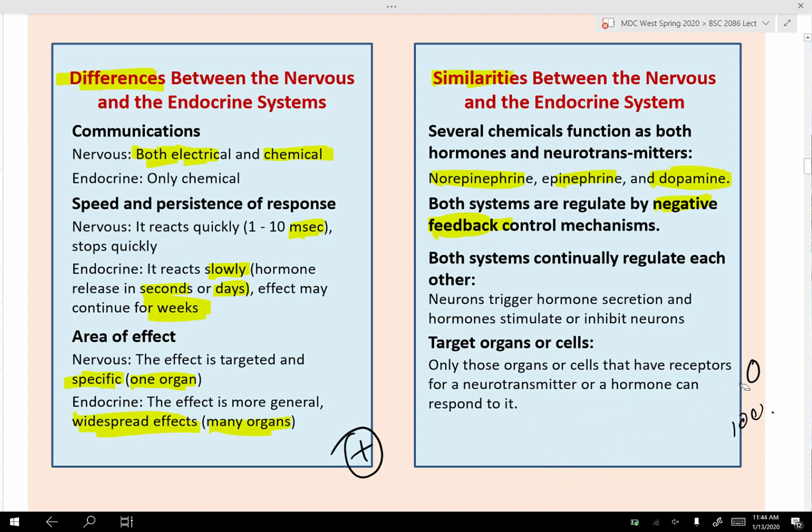So now you have positive and negative feedback. So how do you regulate homeostasis? By what two mechanisms? Positive and negative feedback. Most of the events that we're going to talk about in the class is going to be what? Negative feedback. You got it. Okay? So both systems will continually regulate each other. Again, regulation of both positive and negative. So it's by actually either triggering hormone secretion, or vice versa.